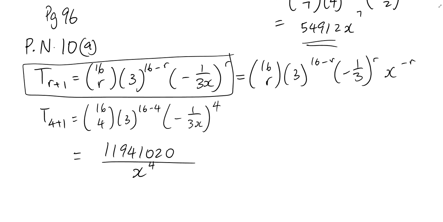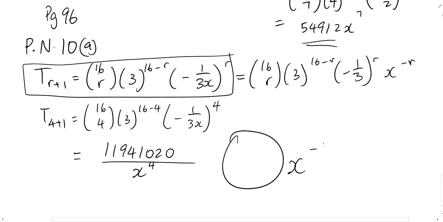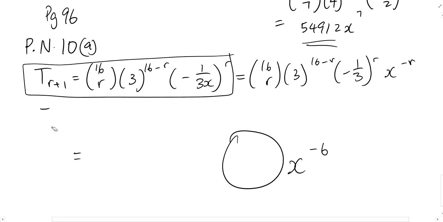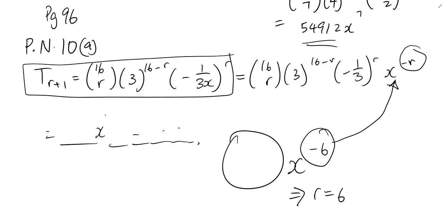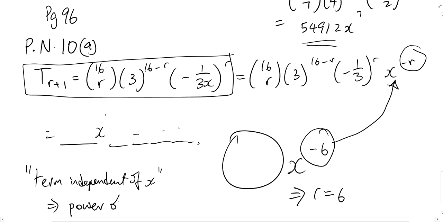Suppose I tell you that there is a certain term with x to the power of negative 6, something times x to the power of negative 6. Can you therefore tell me the value of r? r equals 6. All you need to do is compare. The other thing is, if I say the term independent of x, when you expand you get many terms with x to the power of something. Independent of x means no x. Then what is the power of x? Zero. This is an important point: term independent of x means that the power of x equals 0.